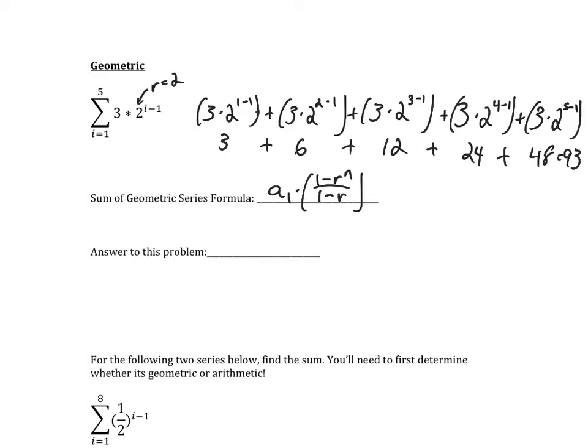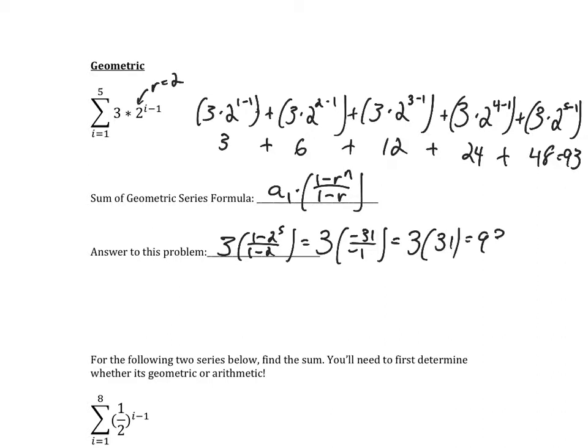So in this problem, what is the first term? You have to calculate that. It's 3. And we're going to multiply it times 1 minus 2 to the 5 over 1 minus 2. Just be careful here. I'm going to do this out a little bit slower. You should get minus 31 in the numerator, minus 1 in the denominator. That's 3 times 31 over 1, or 31, which is equal to 93. Which is the same thing we got above.